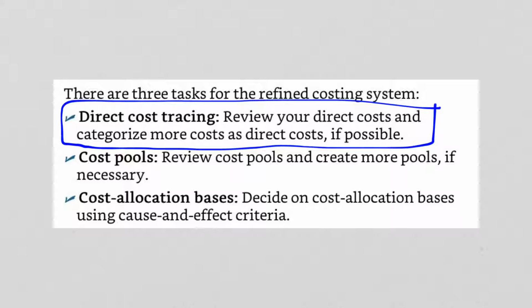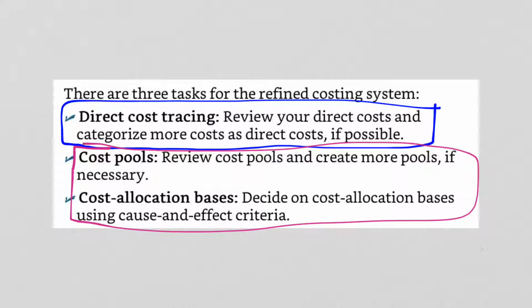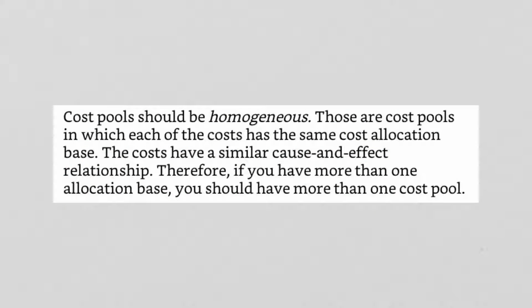The cost pools, you want to create as many cost pools as you can in order to refine how you allocate the indirect costs. But note, in case you didn't catch it, cost pools and cost allocation is only for the indirect. We have no other way of tracing it, so we create cost pools, try to find a common cause and effect relationship, and allocate these indirect costs based on that cause and effect relationship. Cost pools should be homogeneous. That means that in each they have the same cost allocation, the same cause and effect.